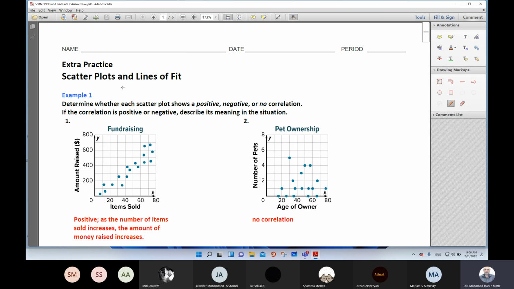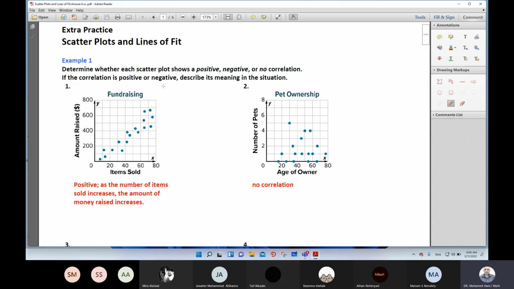Scatter plots and lines of fit. Determine whether each scatter plot shows a positive, negative, or no correlation. If the correlation is positive or negative, describe its meaning in the situation. Right, listen for the first example.